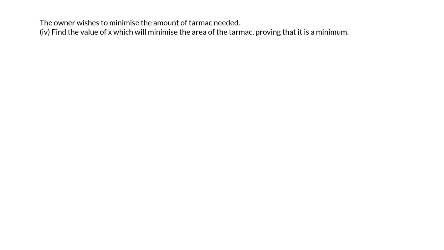And our last part then, the owner wishes to minimize the amount of tarmac needed. Find the value of x which will minimize the area of the tarmac, proving that it is a minimum. So there's your key word. Whenever it talks about minimum or maximum, you know it's something to do with differentiation. So we had that our area was 4x plus 200 over x plus 8. Write that in a format that we want, so bring the x up. And now we can differentiate.